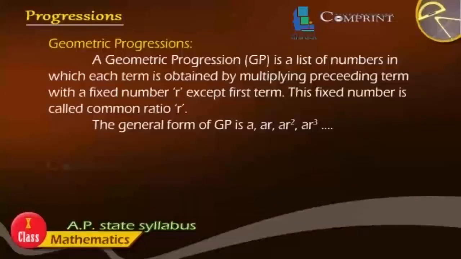Geometric progressions. A geometric progression, GP, is a list of numbers in which each term, except the first term, is obtained by multiplying the preceding term with a fixed number. This fixed number is called the common ratio r. The general form of a GP is a, ar, ar², ar³, and so on.